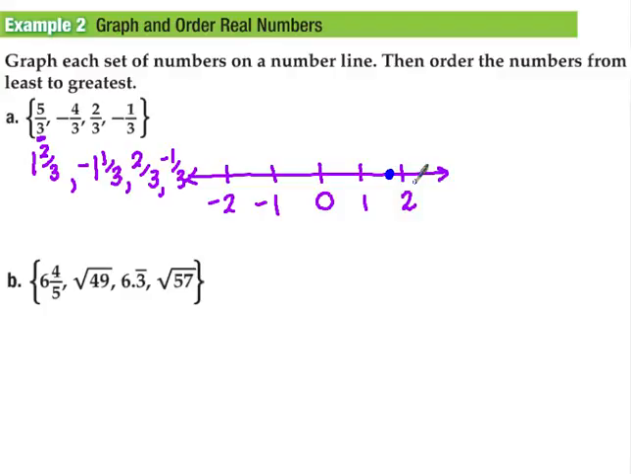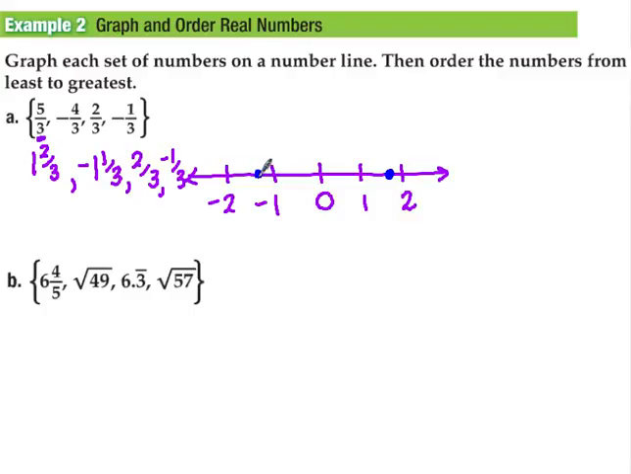All right, the next one, negative 1 1/3. Where's that going to be? Yep, between the negative 2 and the negative 1. Closer here or closer here? Closer to the 1. Yep, because you're going to go 1/3 right here.